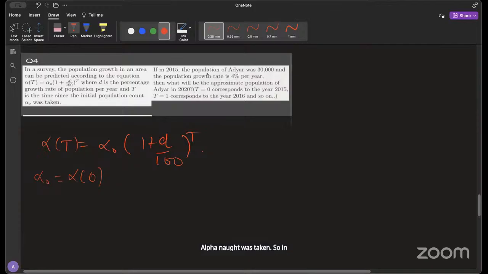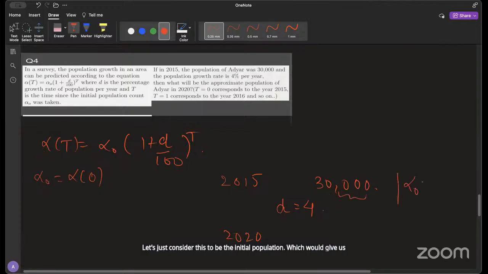So in 2015, the population of Adyar was 30,000. And the population growth rate, so your d is the growth rate, is given to be 4. Just 4, because 100's already there. Then what will be the approximate population of Adyar in 2020? Let's consider 2015 to be the initial population, which gives us alpha naught equals 30,000.